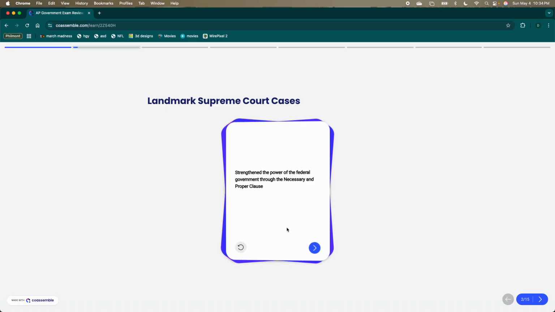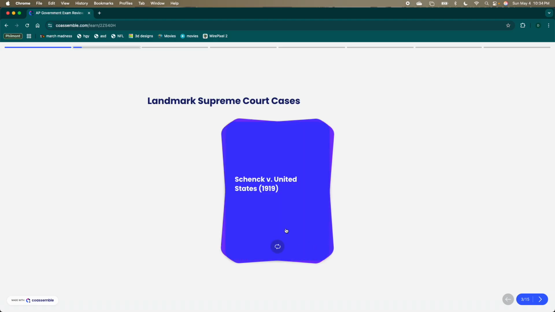Next, we have McCulloch v. Maryland, which strengthened the power of the federal government through the necessary and proper clause, as Maryland was trying to tax a federal bank, and the Supreme Court ruled that they could not do this through the necessary and proper clause, as federal orders go above state orders.